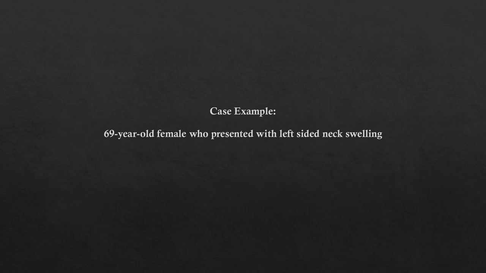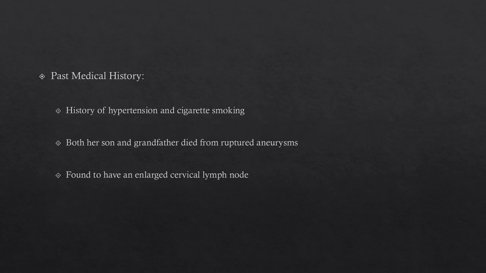So this is a 68-year-old lady who presented with left-sided swelling in the neck and was evaluated. She was found to have an incidental anterior communicating artery aneurysm that filled only from the left-hand side, with both A2s filling from the left side. She had a history of hypertension and cigarette smoking. Both her son and her grandfather died from ruptured aneurysms, so she had a strong family history. She also had an enlarged cervical lymph node, which turned out to be negative.